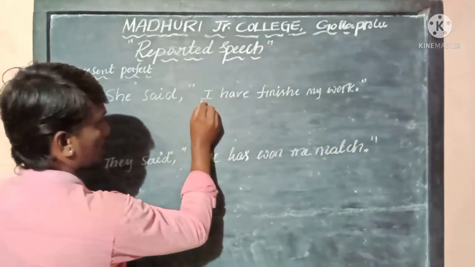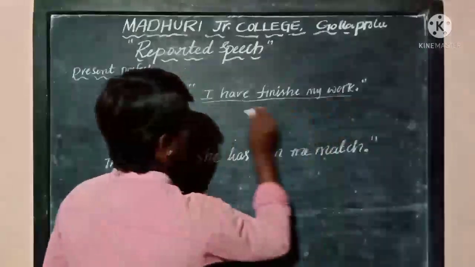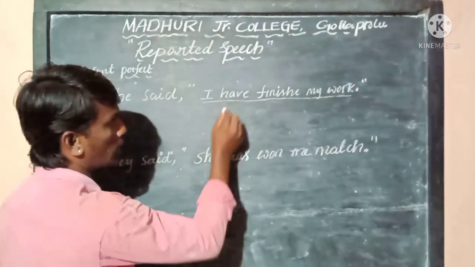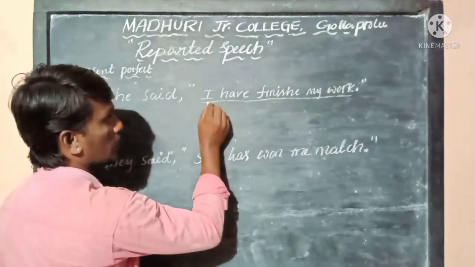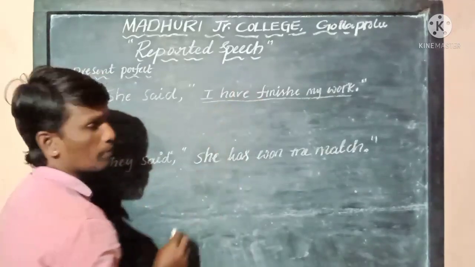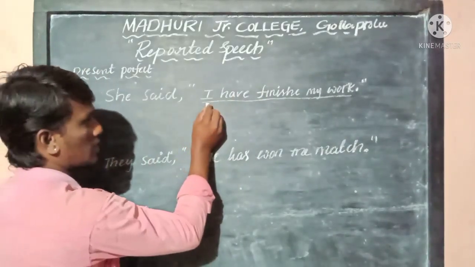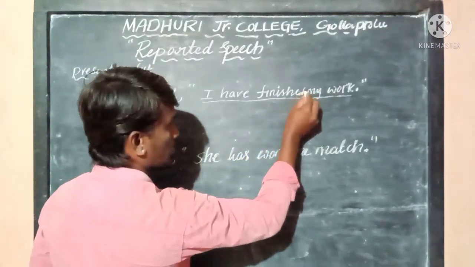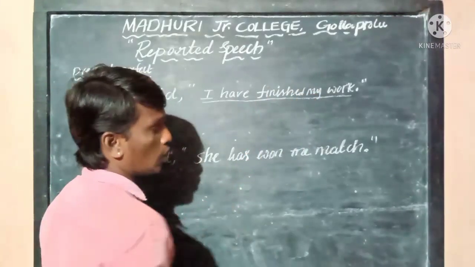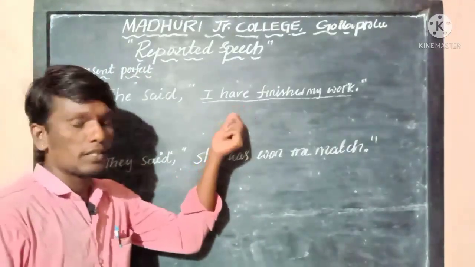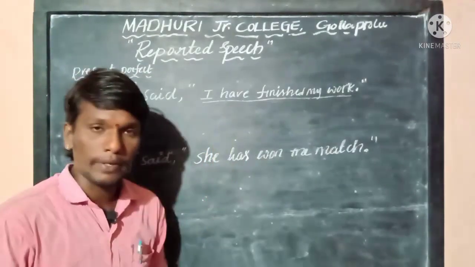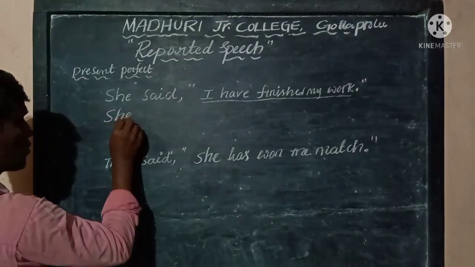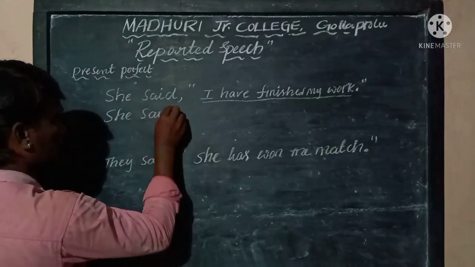So what is the reported part here? The reported part is "I have finished my work", and this is the reported part. And now tell me what tense the given reported part is. The given reported part is in present perfect tense. The structure of the present perfect tense is subject plus have/has plus V3 plus object. So now we need to change this present perfect tense into the past perfect tense in indirect speech. Here, as it is, we should not change "she said".